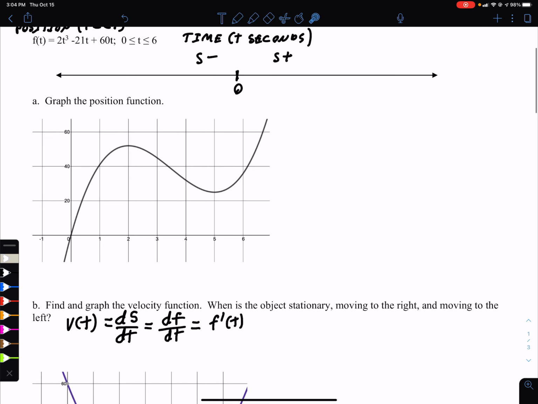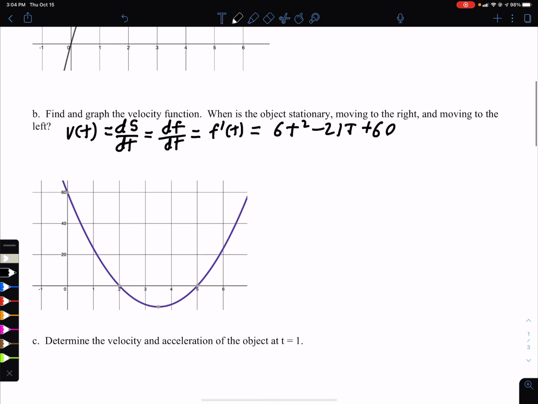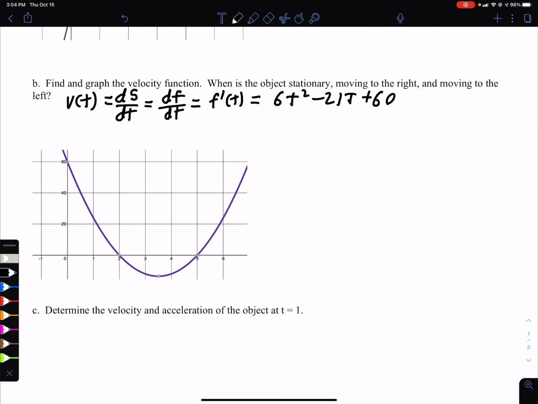So we take the derivative of this using the power rule. The 3 comes in front, that becomes a 2. As we continue through that, we get 6t squared minus 21t plus 60. We have a velocity function. Now we would graph that. Again, I can do it in Desmos.